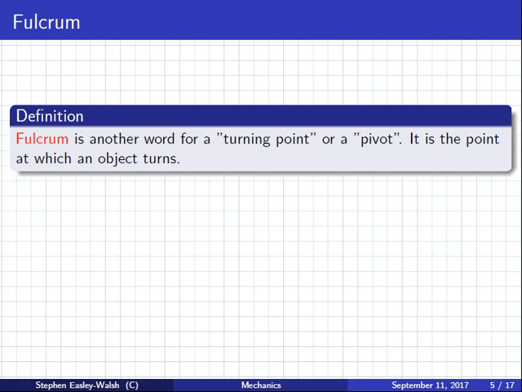For example, on the door here, where's the fulcrum? This part here, the hinge. This is the fulcrum, because this is where the door turns. It turns on this point. Okay, so that's the fulcrum. You need to write these words down for sure.